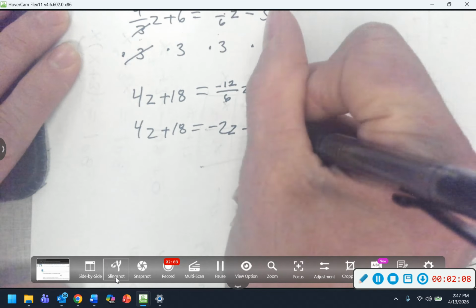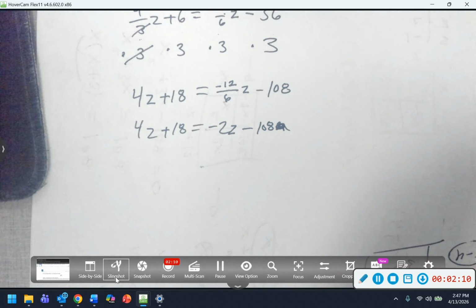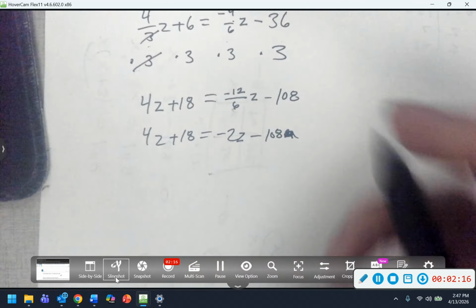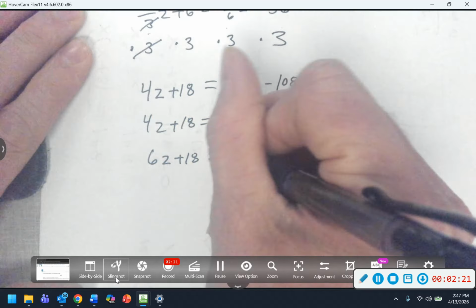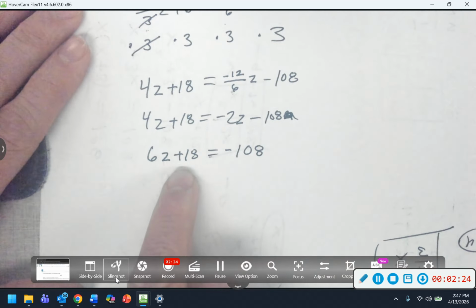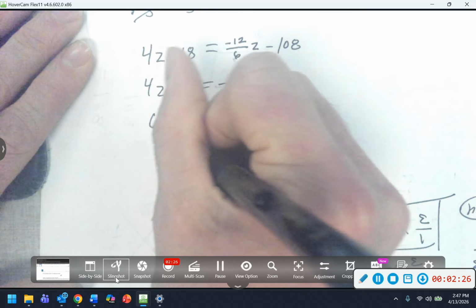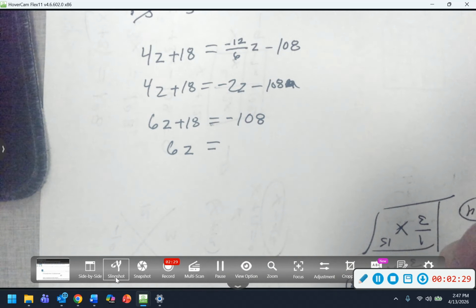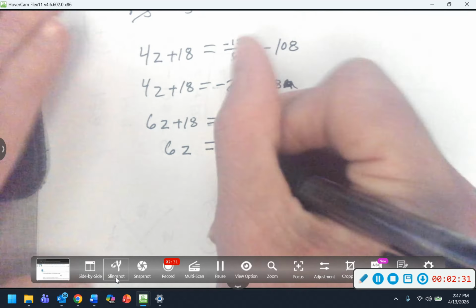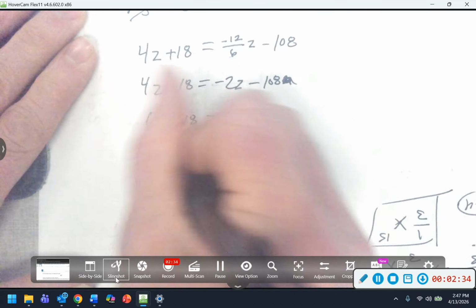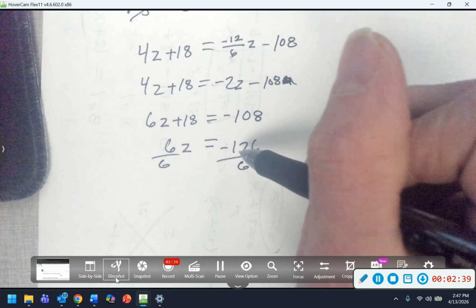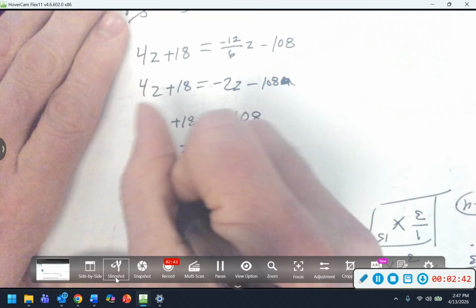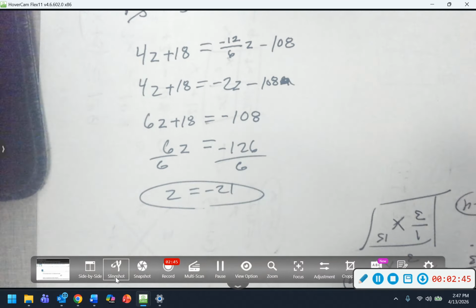Now we can go ahead and start to solve like we're used to. I'm going to start by moving all the z terms to the same side by adding 2z here. That leaves me with 6z plus 18 equals -108. Then I'm going to subtract 18 on both sides. When I subtract 18 on both sides, I get -126. Then my last step is to divide by 6. 60 makes 10, then 21. Z is -21. So we've got our answer right there.